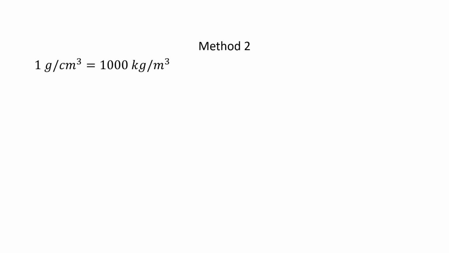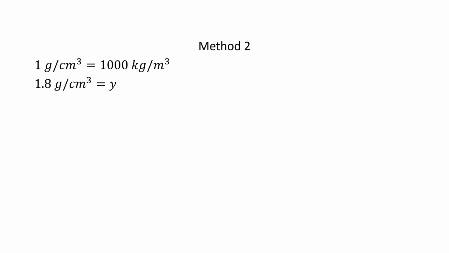The method 2 is very simple. We have 1 gram per centimeter cube is equivalent to 1,000 kilogram per meter cube. You need to have this. Then when we calculated the density in gram per centimeter cube, we got 1.8. So we change 1.8 to kilogram per meter cube. That's very simple. So 1.8 gram per centimeter cube is equivalent to how many kilogram per meter cube?